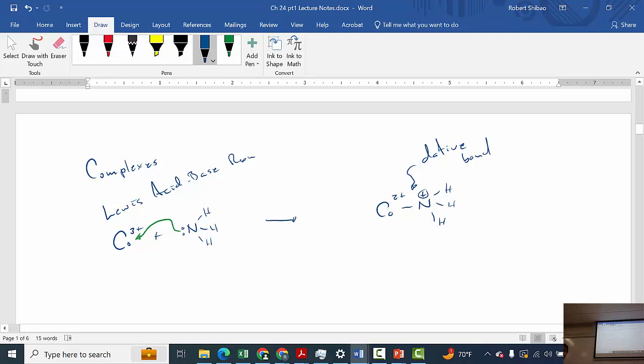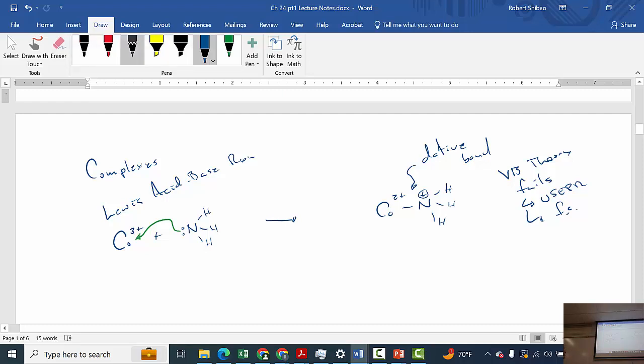Now, normally when we describe bonds, we can use valence bond theory or MO theory. But in this case, VB theory fails. VB stands for valence bond. So with VB theory, we don't use VSEPR. VSEPR fails. And we don't use formal charge in the typical sense of this.